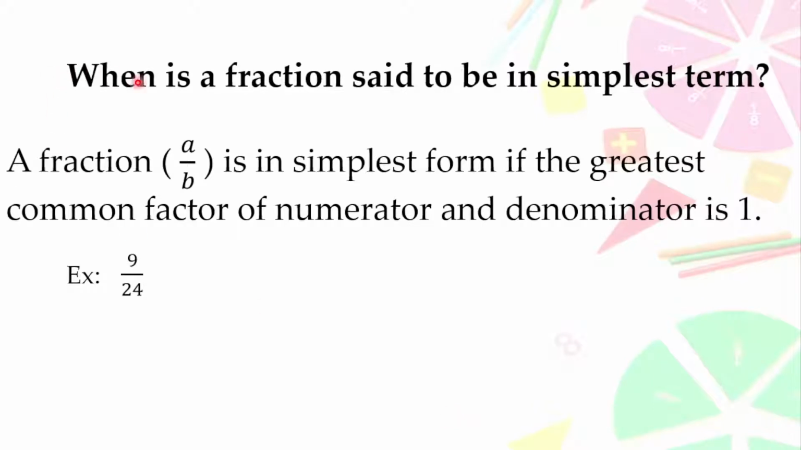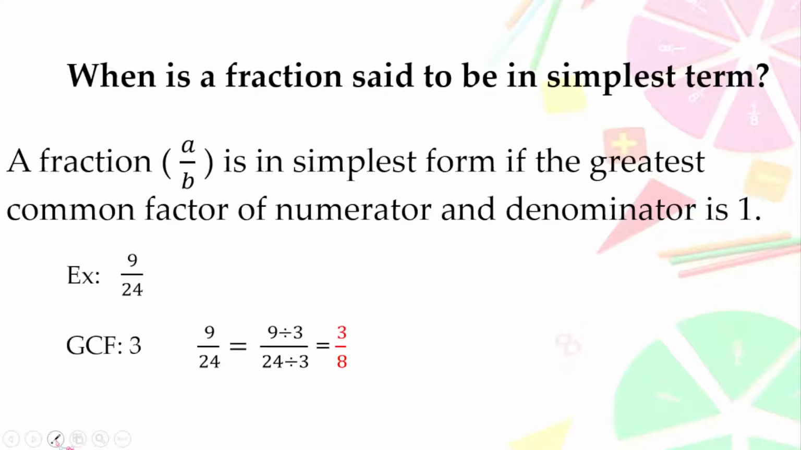So, when is a fraction said to be in simplest term? A fraction is in simplest form if the greatest common factor of numerator and denominator is 1. So, we have here 9 over 24. First, you need to find the GCF, which is 3. After finding the greatest common factor, you will divide 9 by 3 and you will get 3, and then 24 divided by 3, you will get 8.